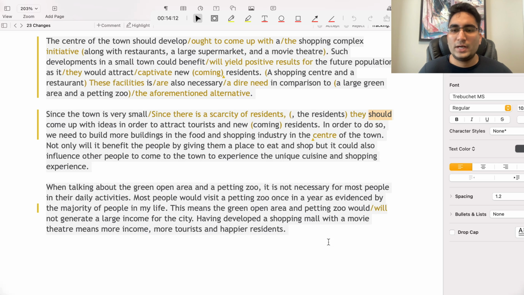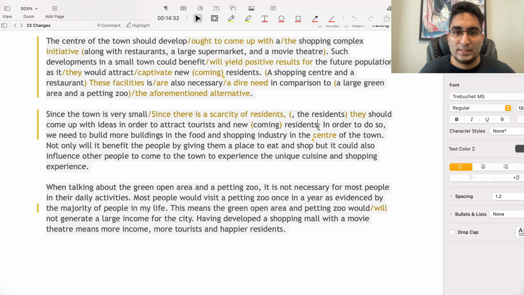If I see should later, I will change it. But let's put at least one should. That's okay. With ideas in order to attract tourists. So attract was mentioned here. Good thing we changed it there. So now it's okay to use attract. We don't have to replace it every time. In order to is better than saying to. Okay, so I do like that.